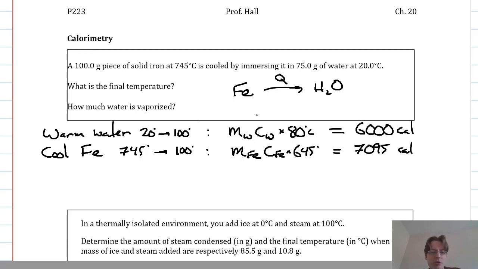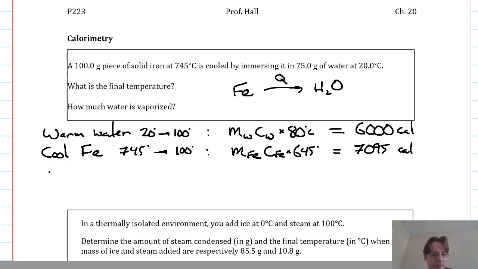Okay, so I have these two numbers. The reason I needed to look at both of those numbers is the iron's going to give off over 7,000 calories as it cools off. That's more than enough to warm the water up to its boiling point. There's an extra 1,095 calories from the iron, which will be used to vaporize, to boil some of the water. It takes a massive amount of heat to boil all 75 grams of water, but the extra 1,095 will be enough to boil some of the water.